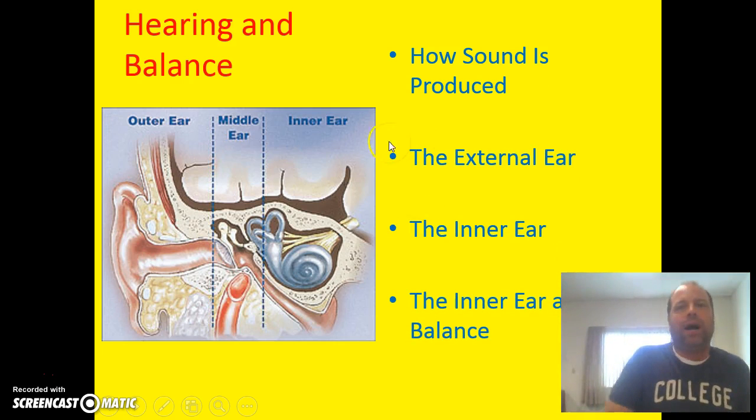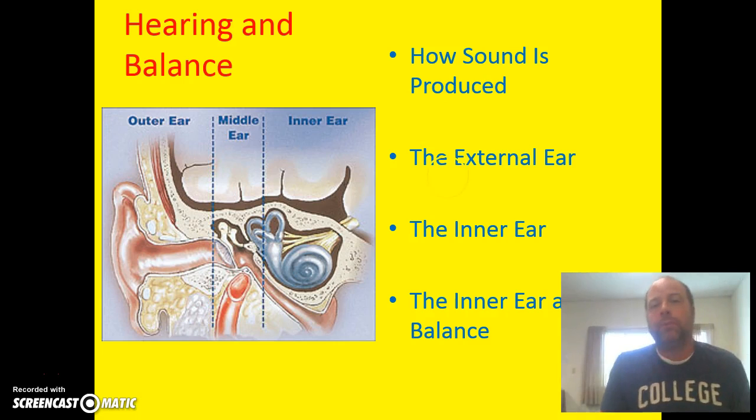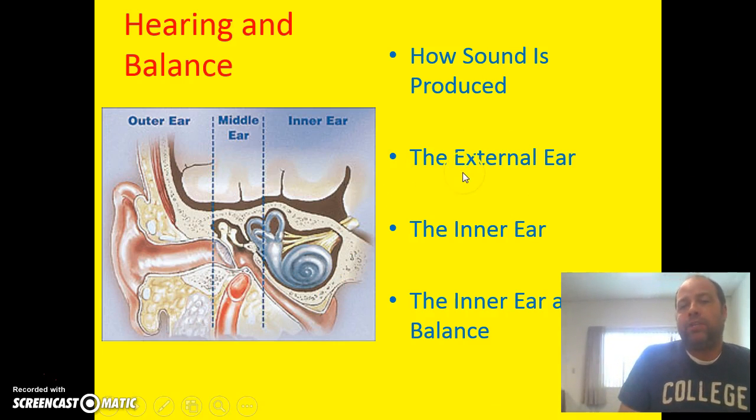All right, I got hearing and balance. First of all, how sound is produced. We talked about this last chapter when we talked about your lungs and your larynx. Sound is produced through your vocal cords. They just vibrate, and that's how sound is produced. But more importantly here, we're going to be talking about the ear. So this is what this section is all about right here, the ear.